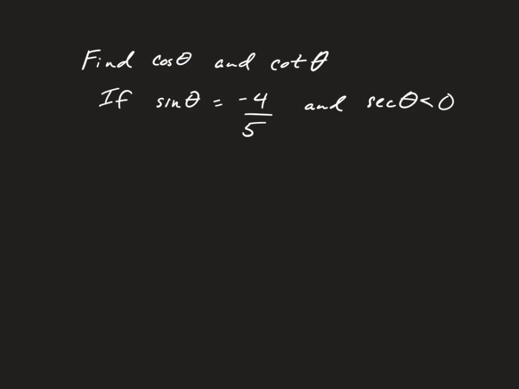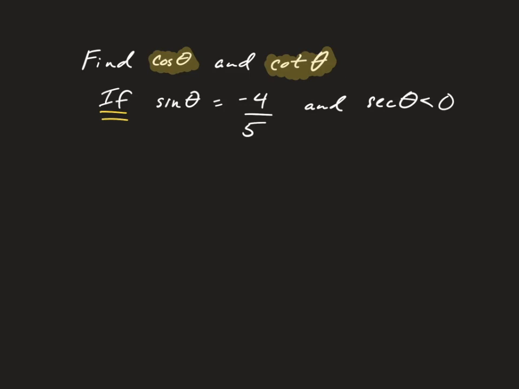So we're going to find the value of cosine theta and cotangent theta. But that's if, and this is a very big if. This is where it gets very important. That's if sine theta is negative 4/5 and secant is less than 0. So how do we start on this?